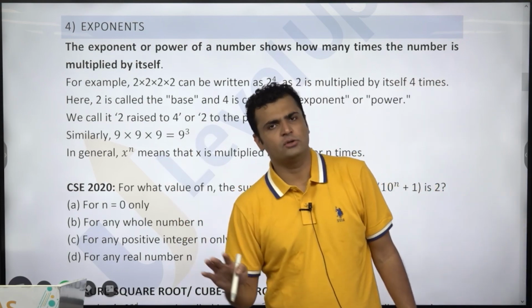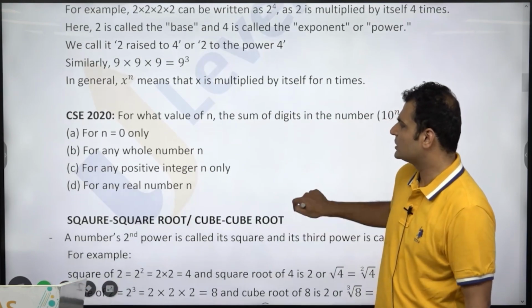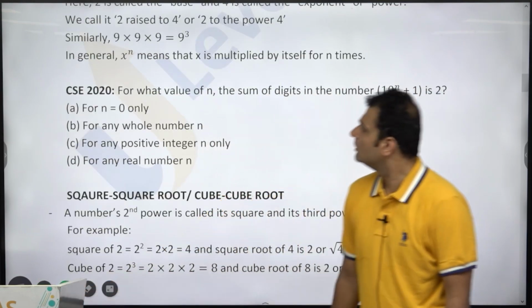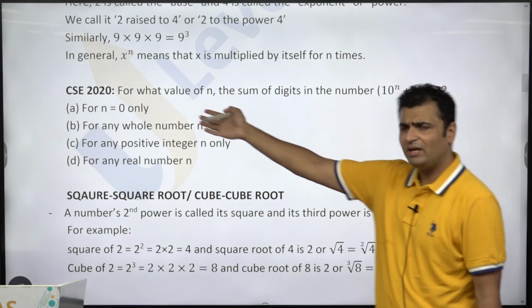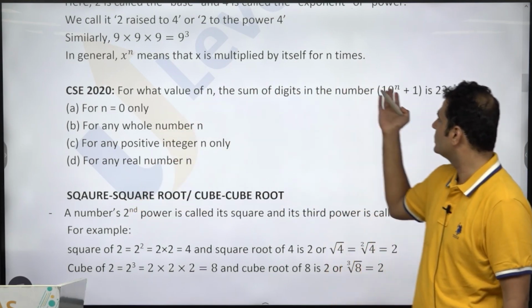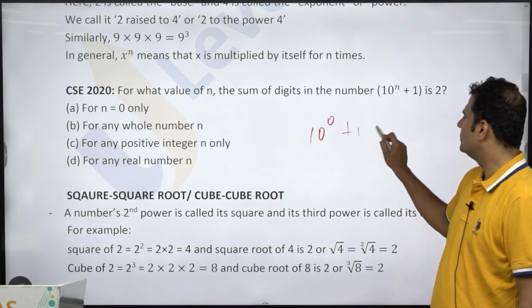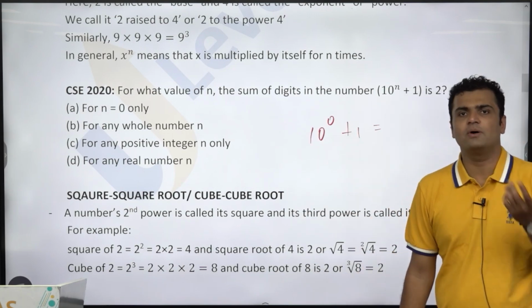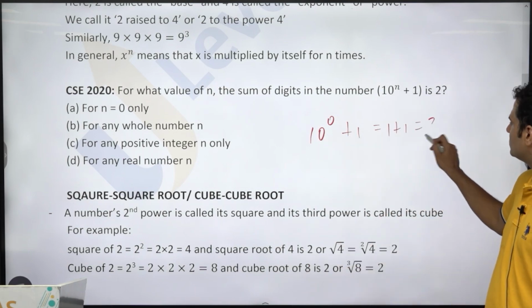Based on only this knowledge, we can solve this question of CSE 2020. It's very easy. Look at the question: for what value of n is the sum of digits of this number 2? And we have options in front of us. For n equal to 0, you can put n is equal to 0 here. 10 to the power 0 plus 1 would be 10 to the power 0 plus 1. Any number to the power 0 is by definition 1. So this would be 1 plus 1, which is 2. So the sum of the digits is 2.